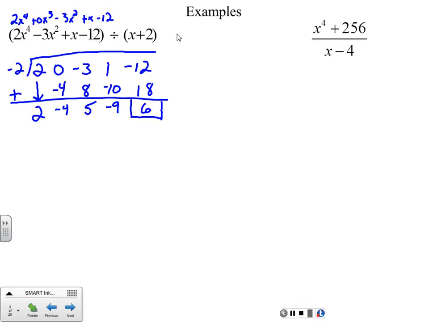So, what is my answer going to be? Well, watch this. I'm dividing an x out, which means my 4th degree polynomial is going to go to a 3rd degree polynomial because you're dividing an x out. So your 4th degree is going to go to a 3rd degree. And so this is what you're going to do. This is your leading coefficient. 2 is your leading coefficient. So you're going to have 2x to the 3rd minus 4x squared plus 5x minus 9. And this is called your quotient. And your remainder is 6.